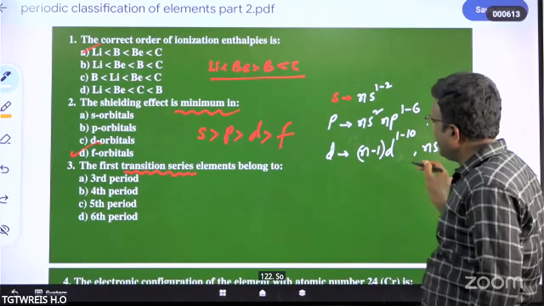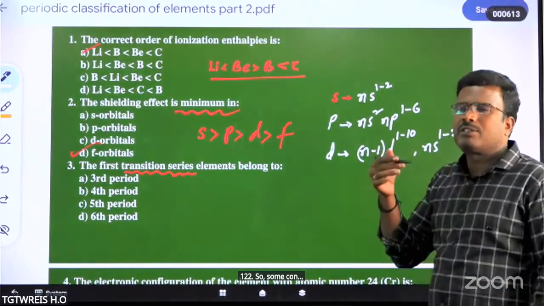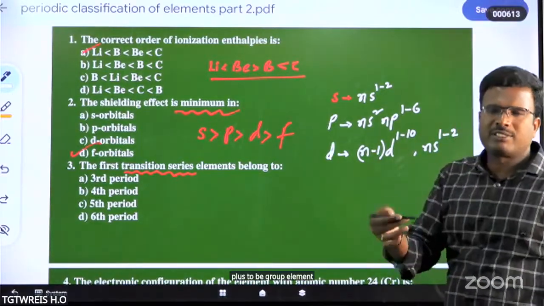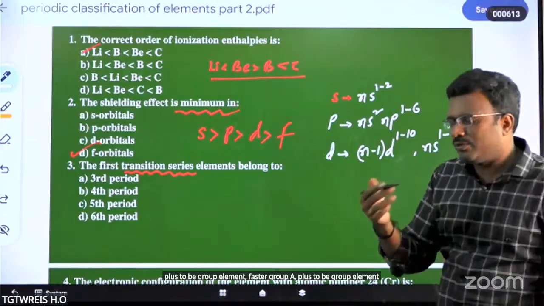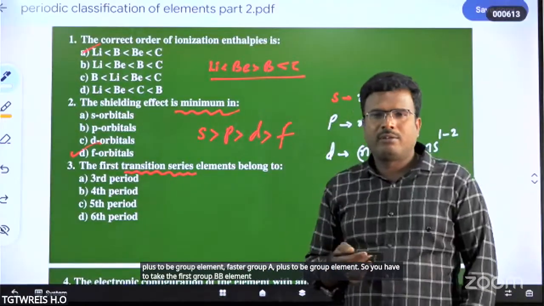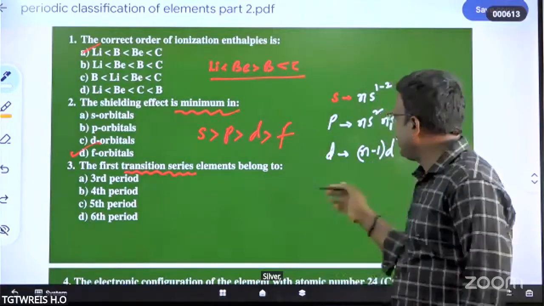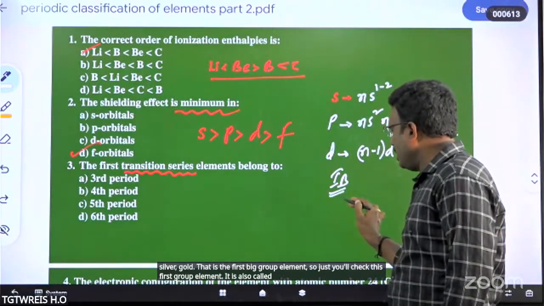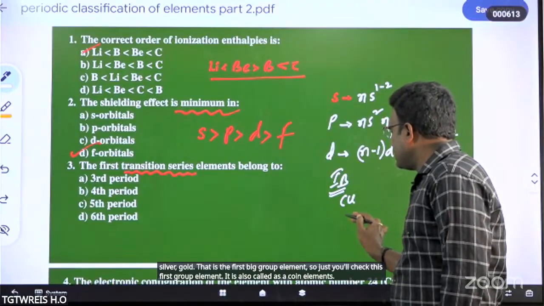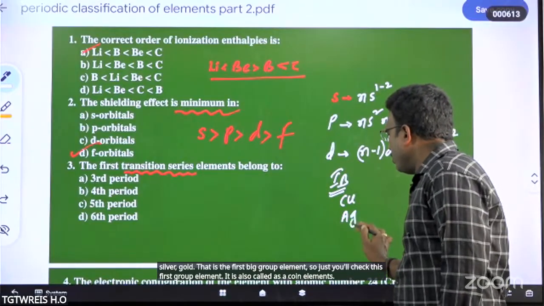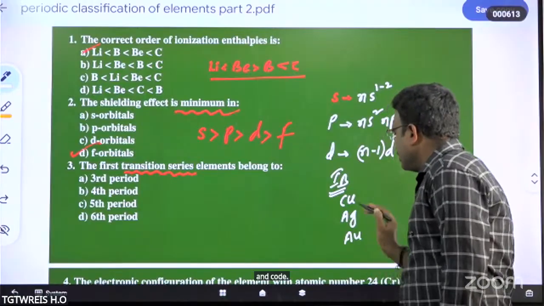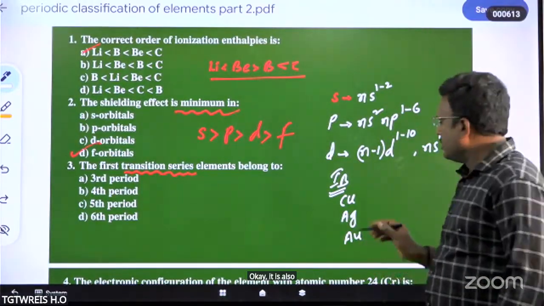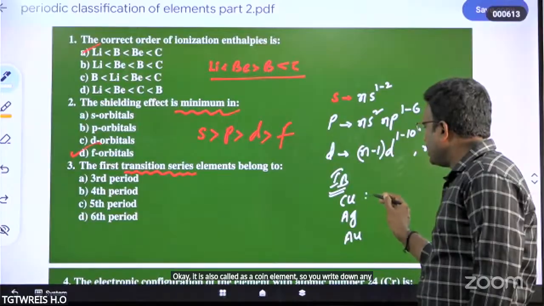Now the first B group elements. You have to take the first group B element: copper, silver, gold. That is the first B group element. Just check this first group. It is also called the coin elements: copper, silver, and gold. You can write down any one configuration.